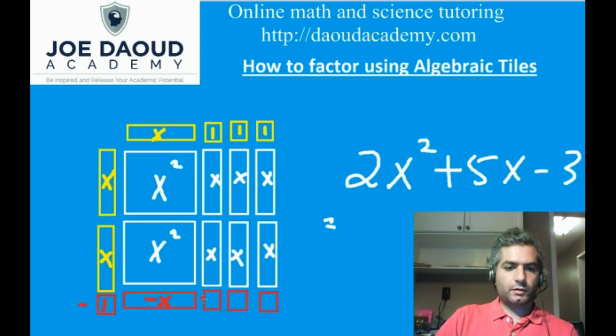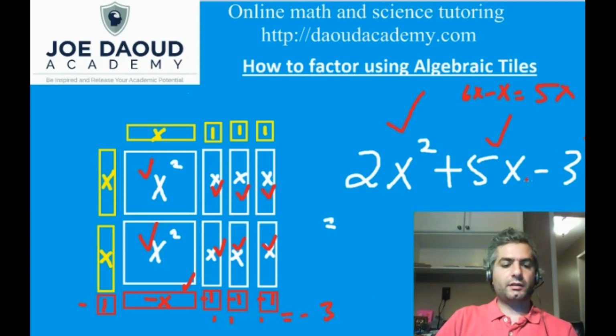And let's take a look. So minus 1, minus 1, minus 1. Great. So all of my factored terms are there. We have x squared and x squared. It gives you 2x squared. Check. We have x, x, x, x, x, x. That's 6x minus x gives us 5x. Check. And then we have the minus 1, minus 1, minus 1 gives us minus 3. Check. So all of this works for us.